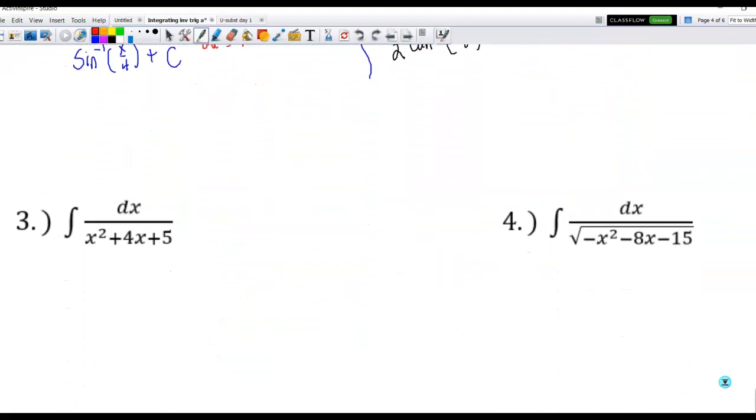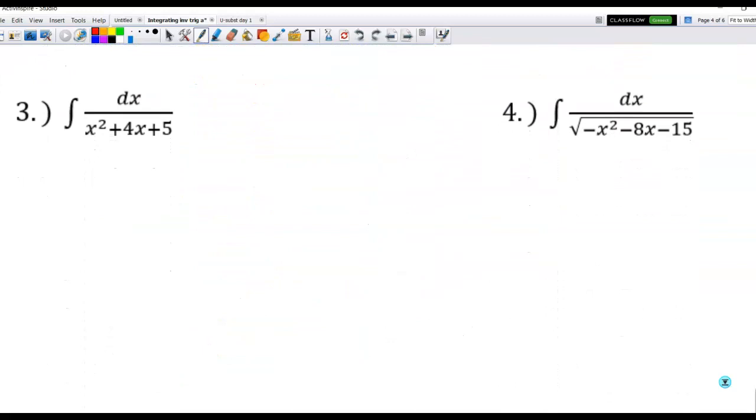Let's move on to number 3. Oh my gosh, what the heck? So when you analyze number 3, the first thing I would do is move that dx to the back, and I will do that. So my rewrite here is the antiderivative of 1 over x squared plus 4x plus 5 dx. Just to get that off the top so you can see it better with your math eyes.